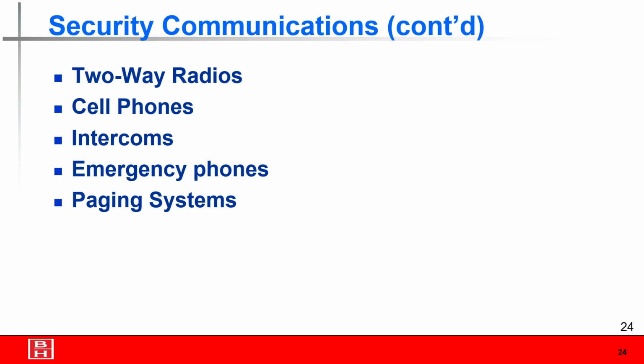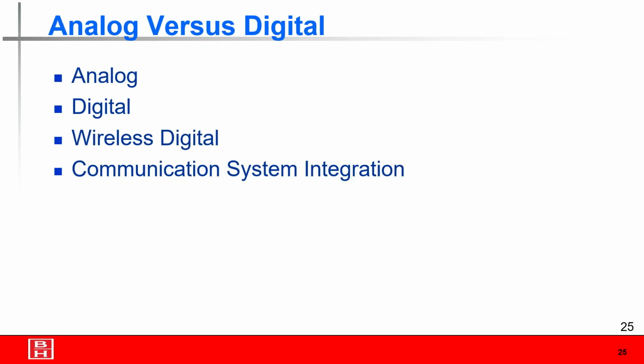Emergency phones are intercoms that are equipped with flashing lights and strobes to help the responders find who's calling. And then the paging system, again, is the communication console over the field. Intercoms and voice.